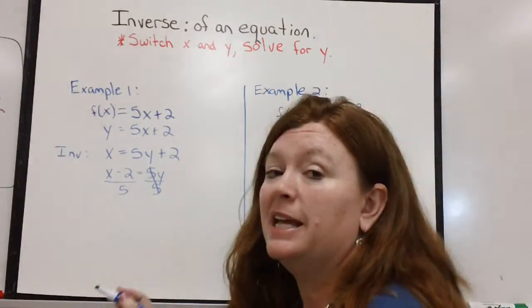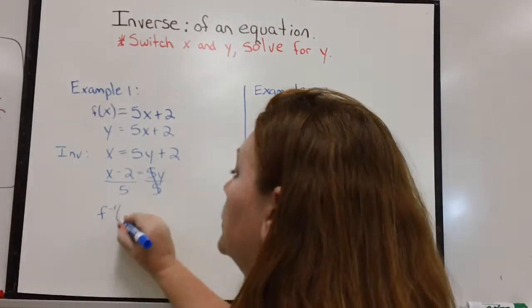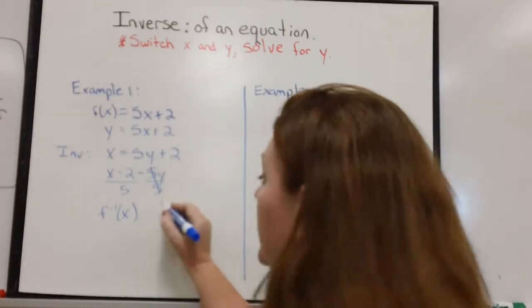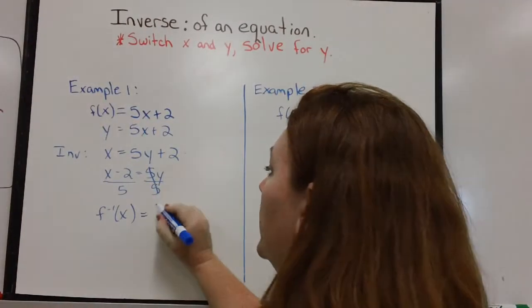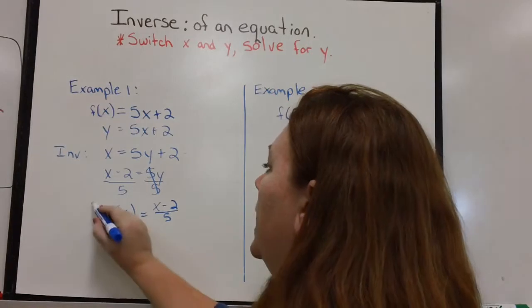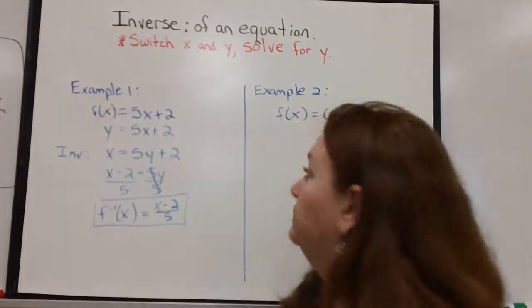So instead of saying y equals, I'm going to say inverse of f of x. That's how we write that. Inverse of f of x is equal to, what do I have? x minus 2 over 5. And that is my final answer. So let's try another one.